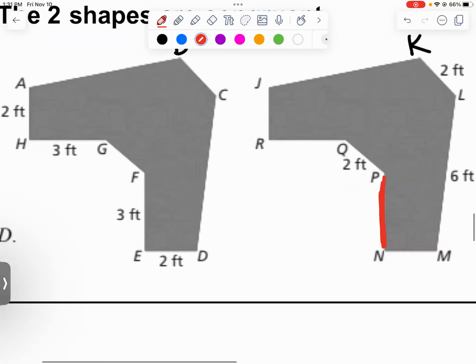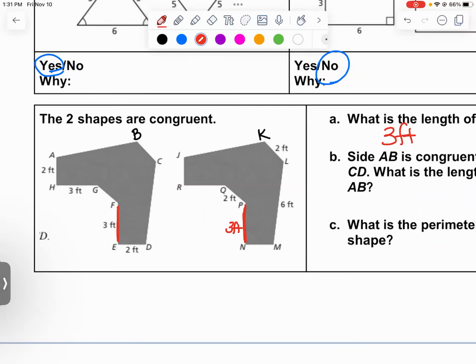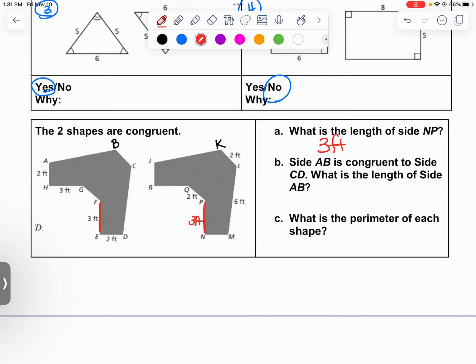No? Tatum. How does Tatum know that that's 3 feet? How do we know, Reagan? Okay, we have congruent shapes. These are corresponding sides. So this is 3 feet. Okay.